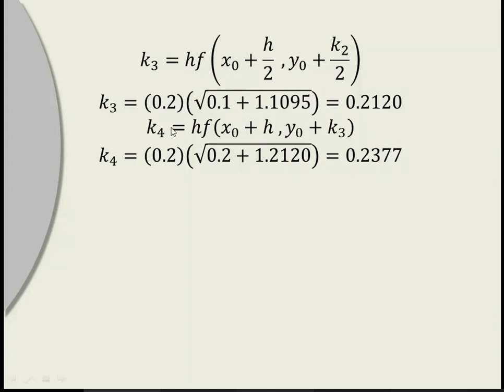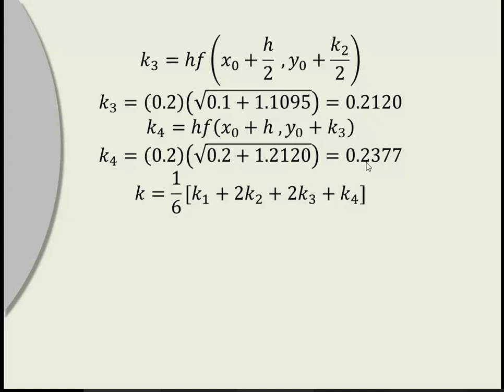K4 will be h into f of x naught plus h, y naught plus k3. Do the calculation, x naught plus h will be 0.2, y naught plus k3 will be 1.2120. Square root of that into 0.2 gives us k4, 0.2377.